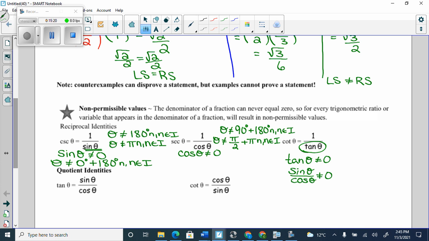So where would the first one happen then? 0, and then every 90 after that, correct? So I could go theta can't equal 0 plus 90 degrees n, N an integer, but we never write the 0, so we're going to go 90 degrees n, N an integer, or in radian measure, can't equal pi halves n, N an integer.